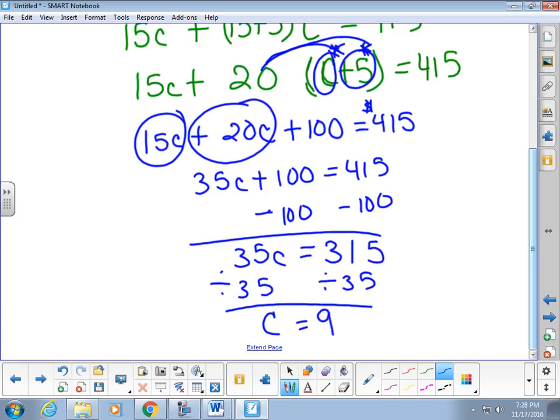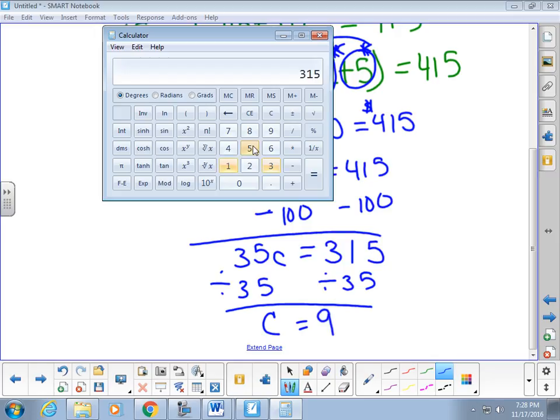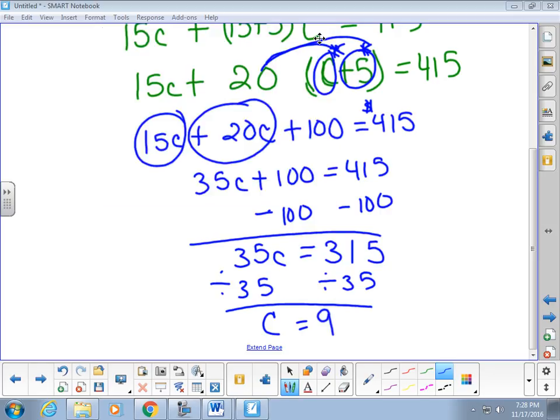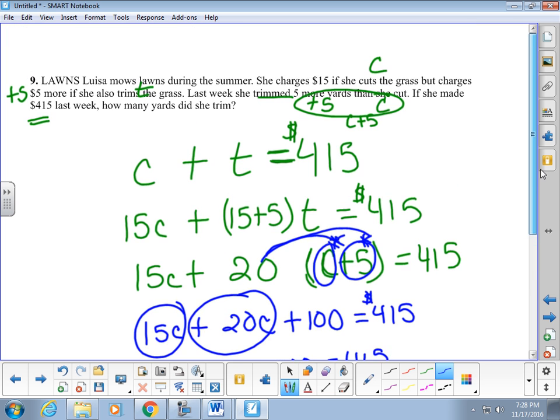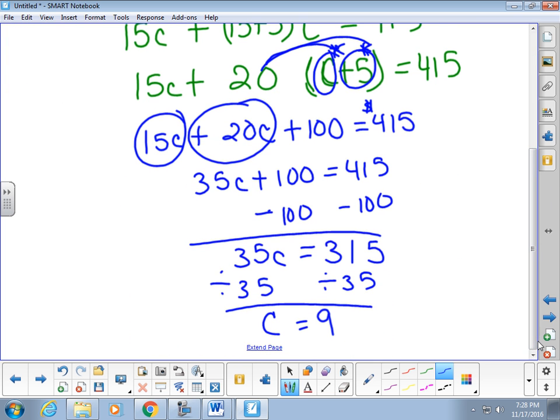I have to check that. Got to check my number. Where's my calculator? Here we go. 315 divided by 35. It was 9. I'm right. It was 9. So I have to answer the question. How many yards did she trim? Louisa trimmed 9 yards.